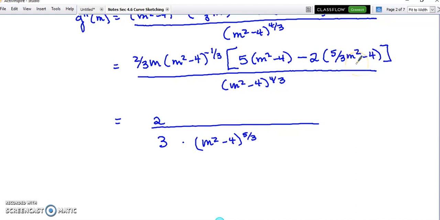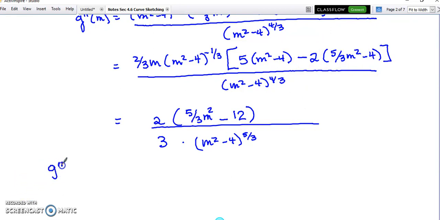And if we simplify on the inside, our second derivative ends up being 5m squared minus 10/3 m squared, which is going to give me, so I combine like terms, 5m squared minus 10/3 m squared is 5/3 m squared. And I had minus 20 plus 8, which gave me minus 12.